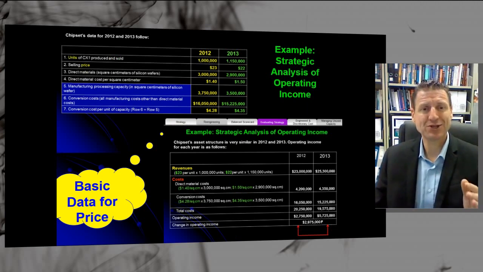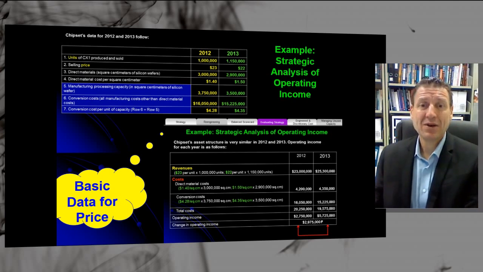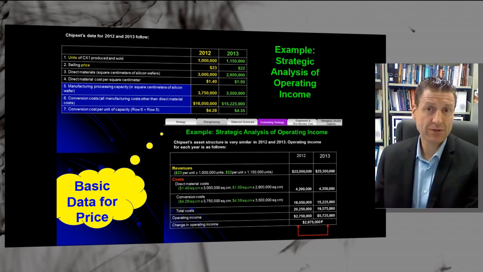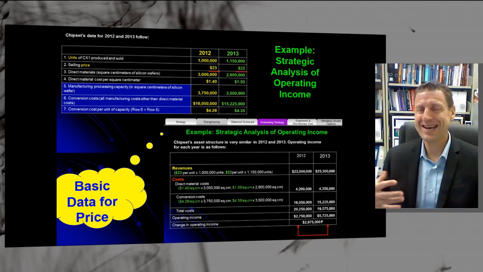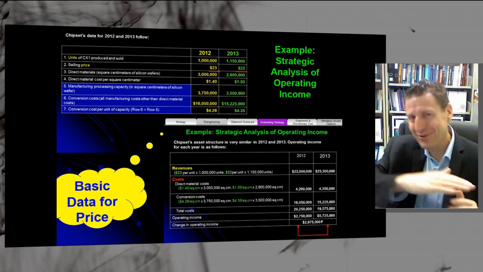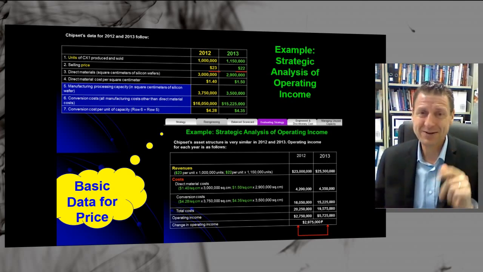Okay, we want to go to the basic data for price. And what have we got here? First of all, we looked at the growth component. Now we're looking at the price component. This should be a little bit easier to follow because we know at the outset the selling price in 2012 was $23, and now it's 2013, it's $22. So is that good or bad? Of course it's not good. You want prices to go up, you don't want them to go down, you know that.